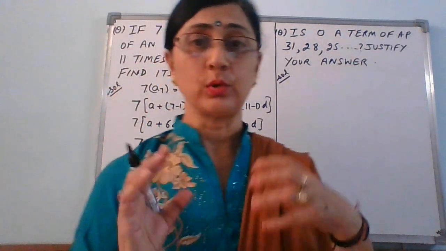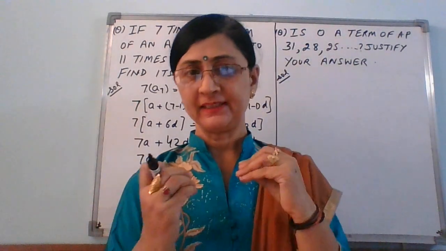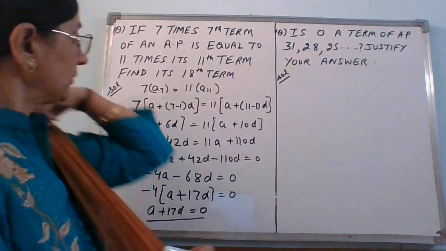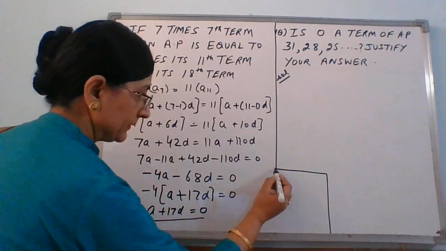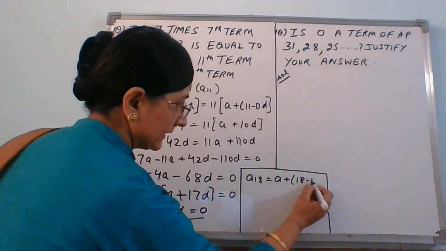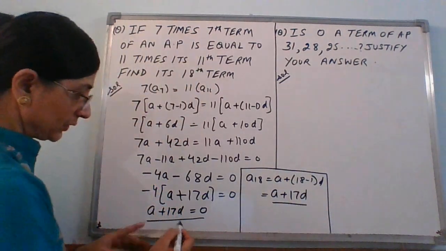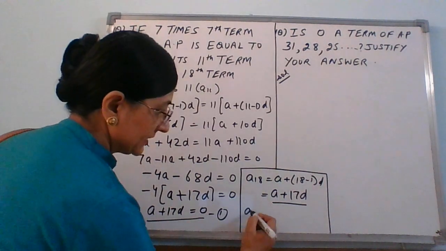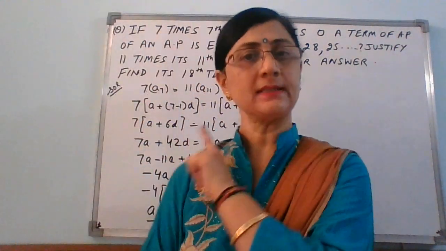Now that much work is done. What is the question? Find its 18th term. You have to find the 18th term. You don't have the value of a or d, but you will be using this equation. How do we write the 18th term? A18 is a plus 18 minus 1 d, so that will be a plus 17d, right? We already have this equation: a plus 17d is 0. So the 18th term will be 0 in this series.